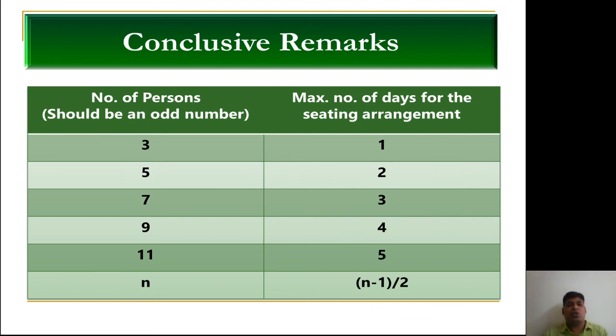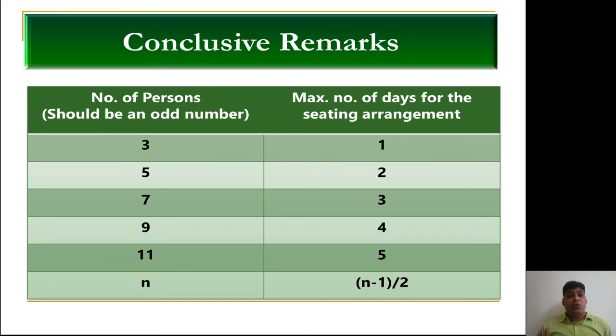Then when you consider 3 vertices, 3 persons, there would be just 1 circuit available, simply a triangle, right? There is only 1 circuit available, and therefore 1 Hamiltonian circuit. Or the maximum number of days for the sitting arrangement is 1. See, the number of edge disjoint Hamiltonian circuits gives you the maximum number of days possible for this sitting arrangement. So for 3 persons there is only 1 Hamiltonian circuit.